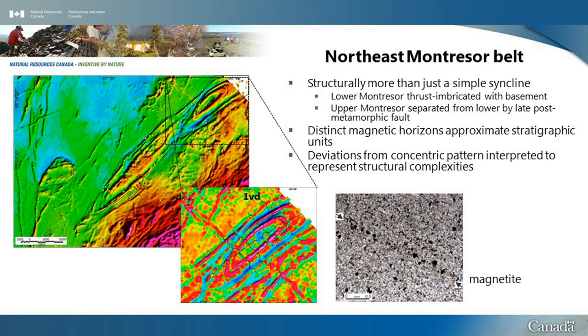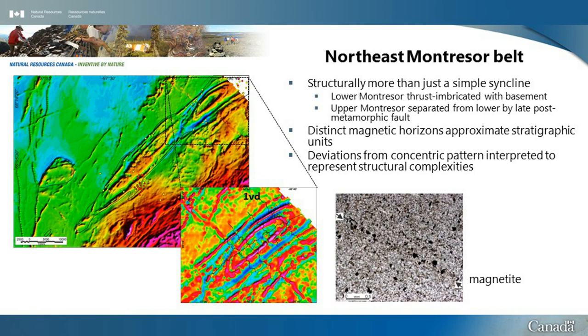And the other component of this project was the tectonic setting. So we learned at this mapping that it wasn't just a simple syncline, there was more going on. The lower Montresor Belt was amphibolite facies and thrust imbricated with the basement. The upper Montresor was separated from the lower by a late post-metamorphic belt, and the upper Montresor was greenschist facies.